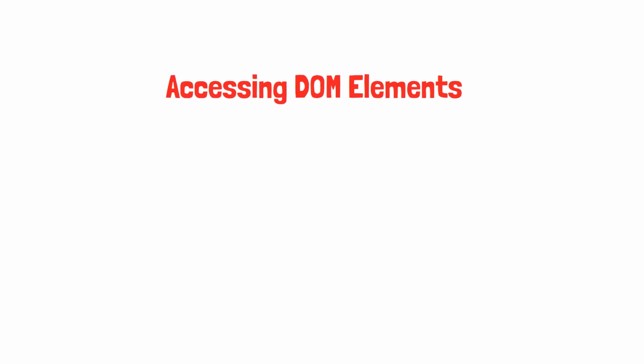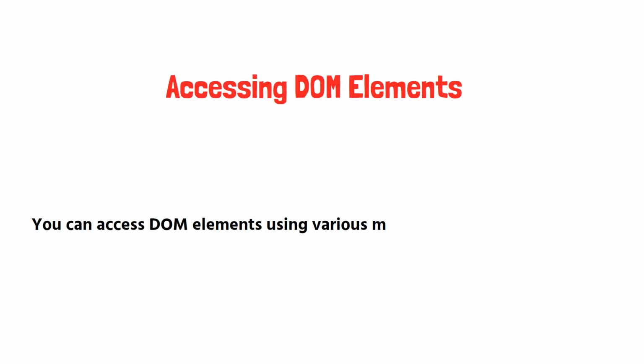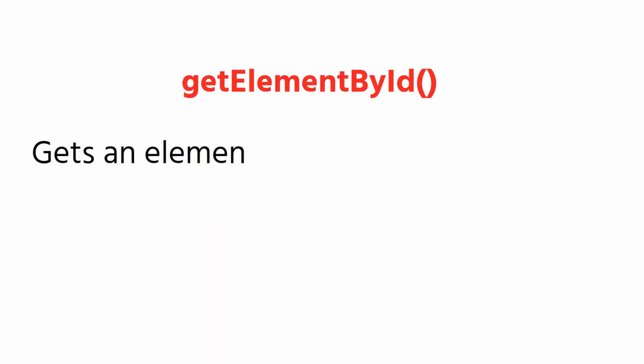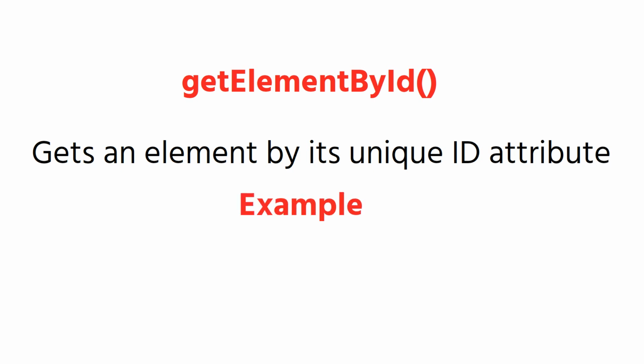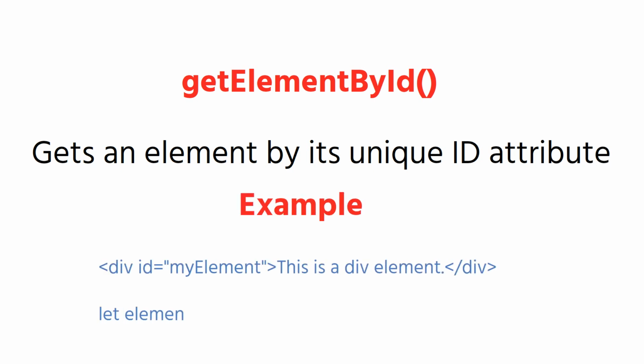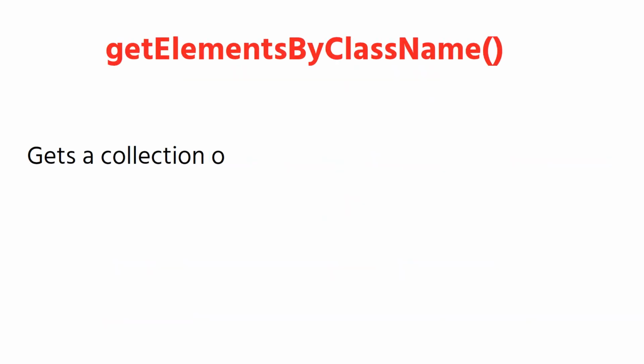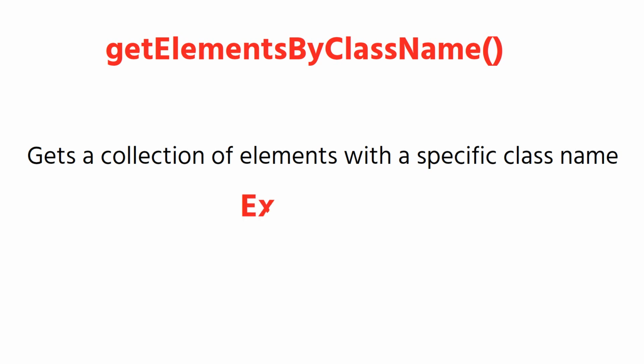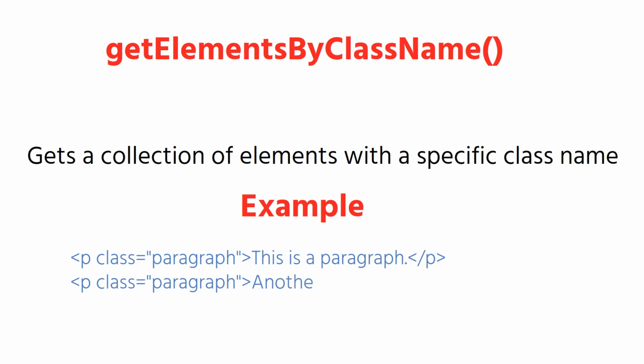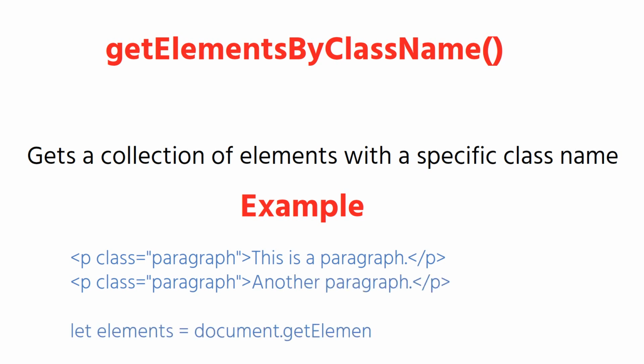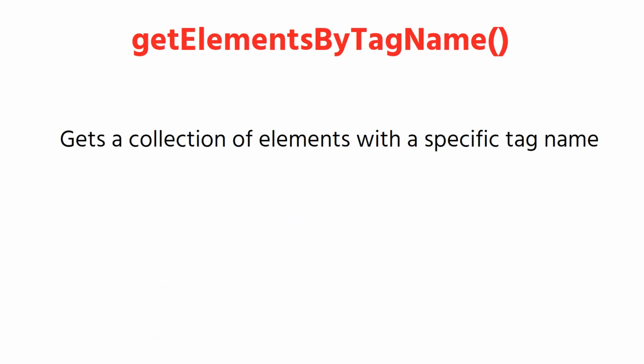Accessing DOM elements. You can access DOM elements using various methods provided by JavaScript. getElementById gets an element by its unique ID attribute. getElementsByClassName gets a collection of elements with a specific class name. getElementsByTagName gets a collection of elements with a specific tag name.